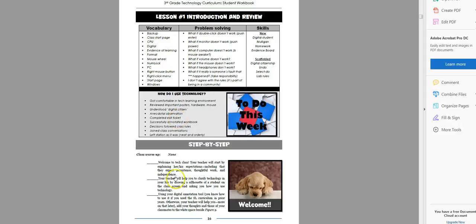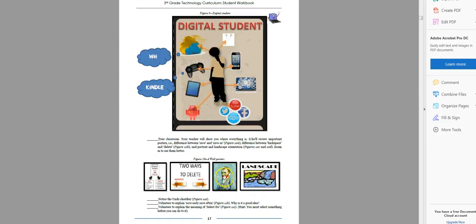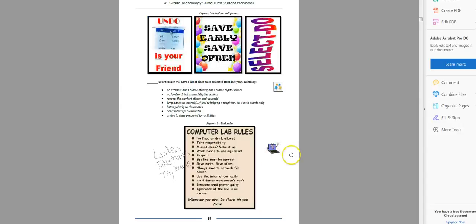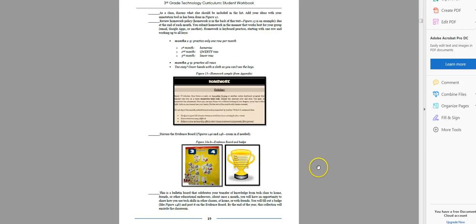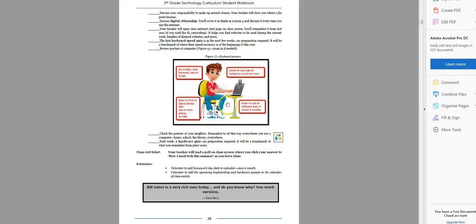Vocabulary they should expect to use. Okay, and I won't go through the same stuff we did. You can see here it's annotated, very nice. And a sample of their homework, which is in the back of their book. And here's the evidence board and sample of the form, the badge they'll fill out, how to sit, and exit ticket, extensions if they get done early.